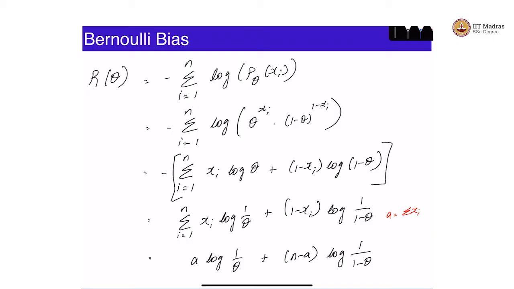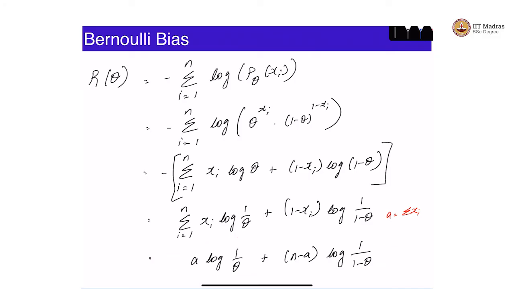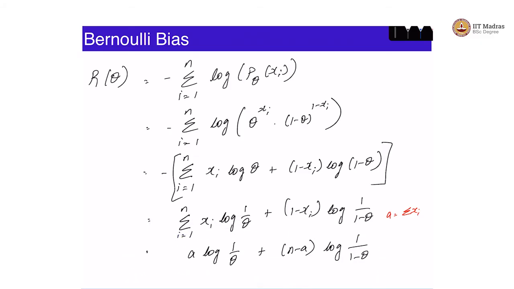Now you want to find a theta which minimizes this. What theta minimizes this? You might have seen this in your optimization module. The theta that minimizes this is exactly given by a very natural thing. This theta which minimizes this is the ML estimate, the maximum likelihood estimate. This theta hat ML is simply going to be equal to a by n.